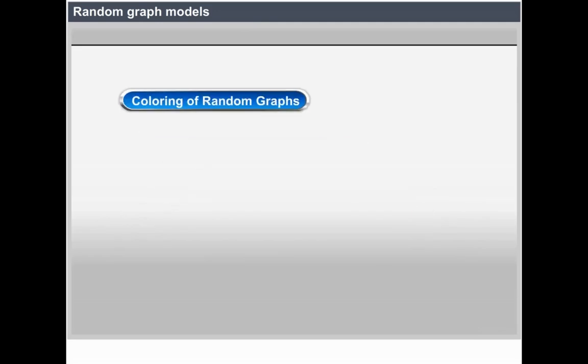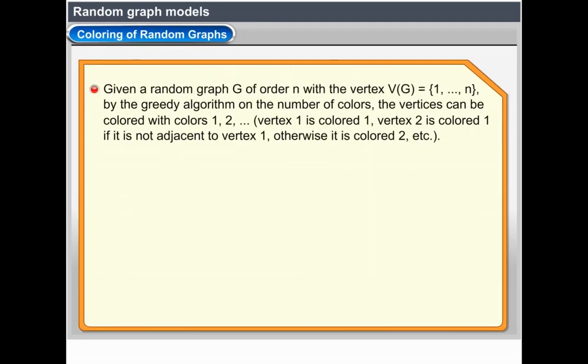Coloring of random graphs. Given a random graph G of order n with vertices 1 to n, by the greedy algorithm on the number of colors, the vertices can be colored with colors 1 to etc. Vertex 1 is colored 1, vertex 2 is colored 1 if it is not adjacent to vertex 1, otherwise it is colored 2, etc.